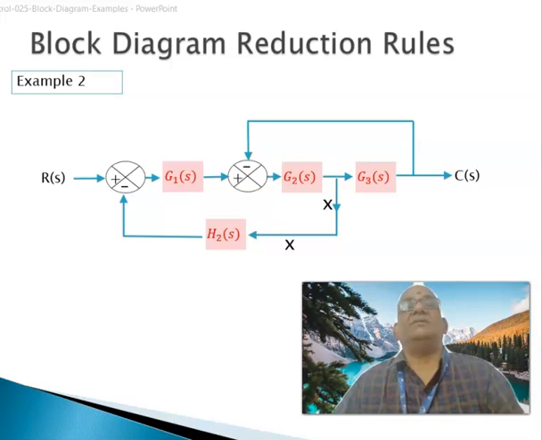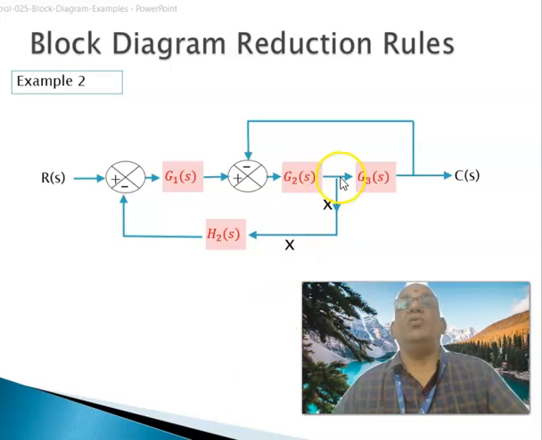We'll see another example of block diagram reduction. You have a block diagram here with two overlapping loops. This is one loop, a negative feedback loop, and this is another loop. This is also negative feedback. You have an overlap. For this region, you can see that both the loops are touching this G2. Such loops, we call them overlapping loops.